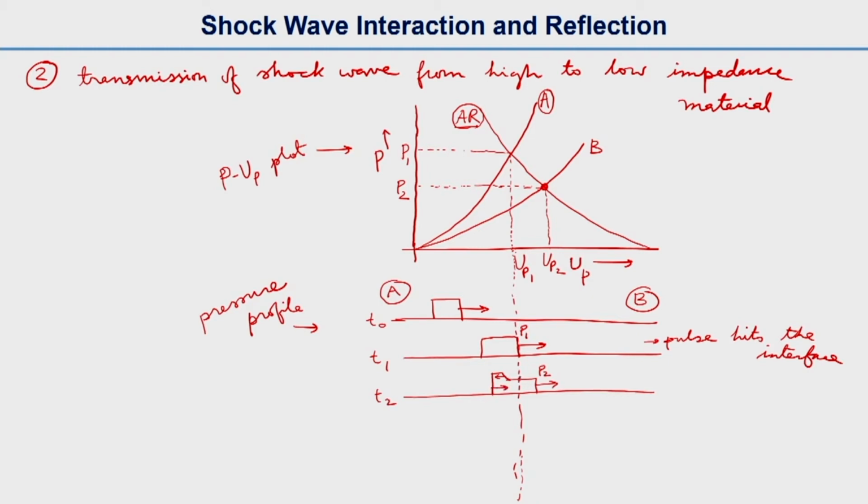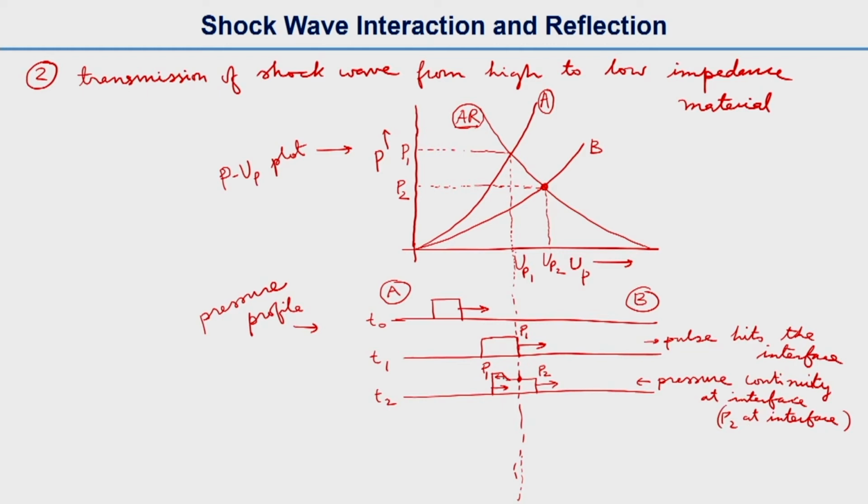So you can see at this interface there is a pressure continuity at the interface. That means pressure is P2 on both sides, and this pressure is P1, the higher pressure, and this is P2 at the interface on both sides. So that is the pressure continuity.